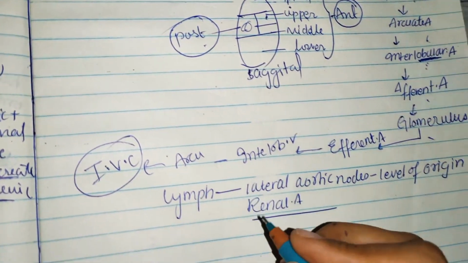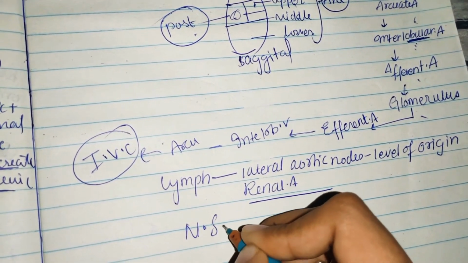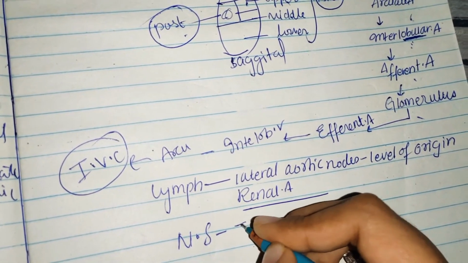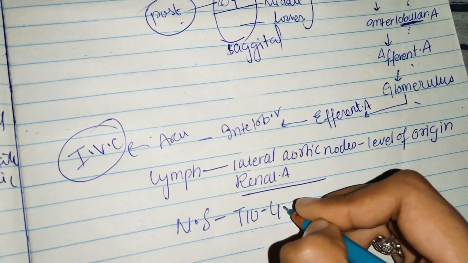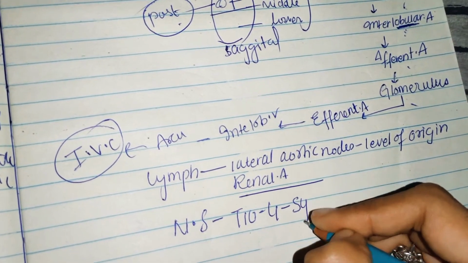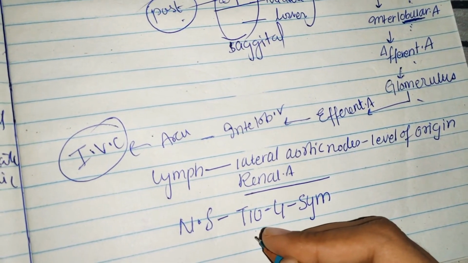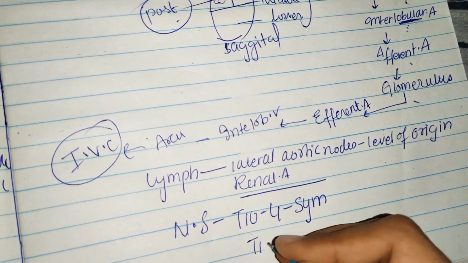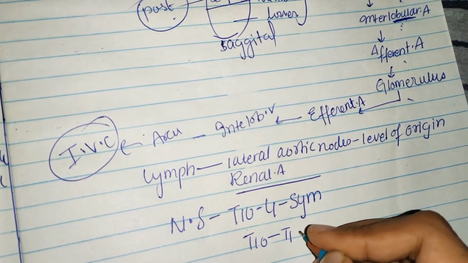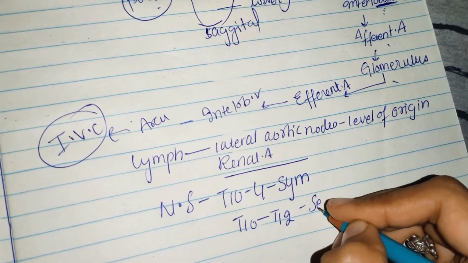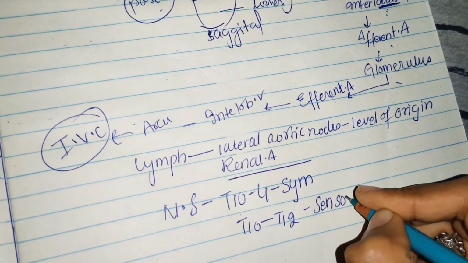Next, coming to the nerve supply, it is by T10 to L1. This is sympathetic, and T10 to T12 is sensory. So this is about the nerve supply.